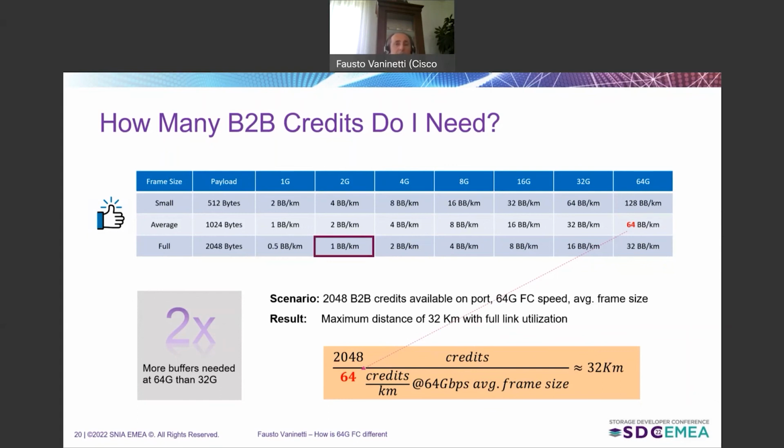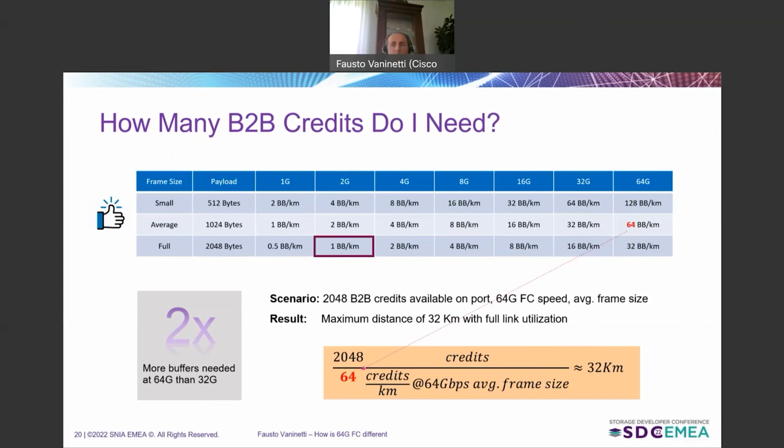There are formulas that can give you exactly the number of buffer-to-buffer credits needed for every specific situation. But typically, engineers use a rule of thumb. And the rule of thumb is pretty simple because if you remember one value, all the others will come through pretty easily. The value to remember is that when running a 2 gig fiber channel, you need 1 buffer-to-buffer credit for 1 kilometer of distance. If you double the distance, you need to double the number of buffer credits. If you halve the frame size, you need to double the number of buffer credits.